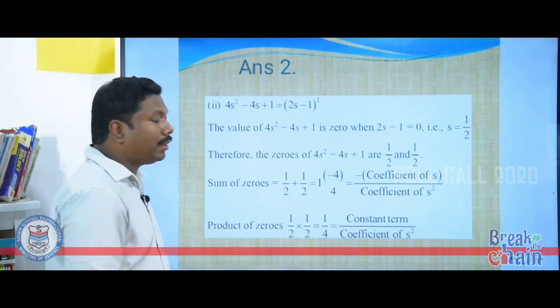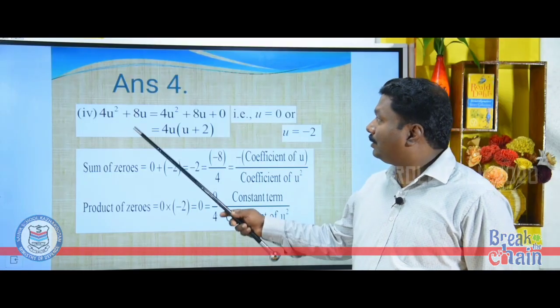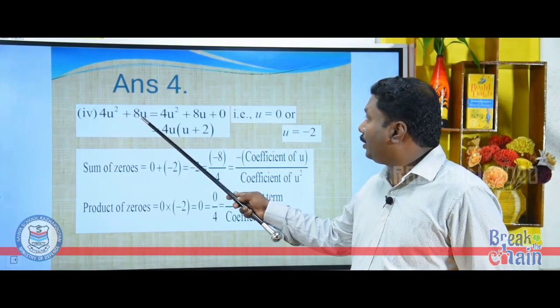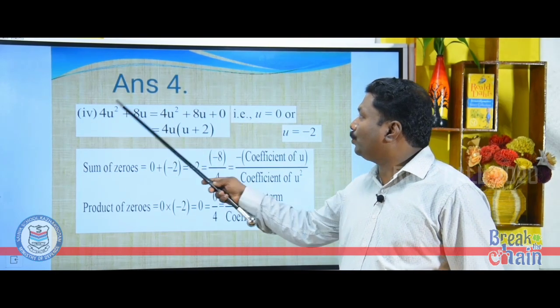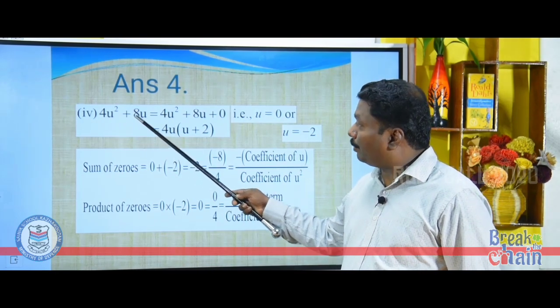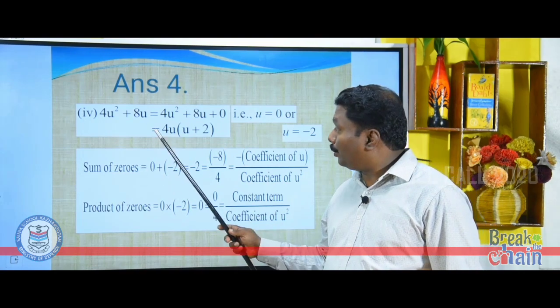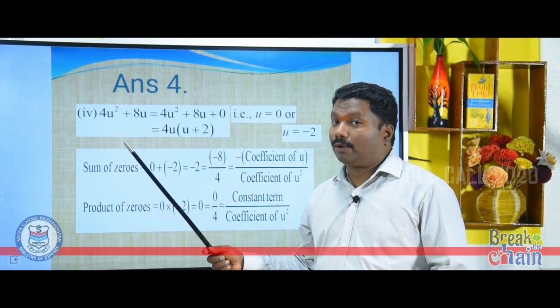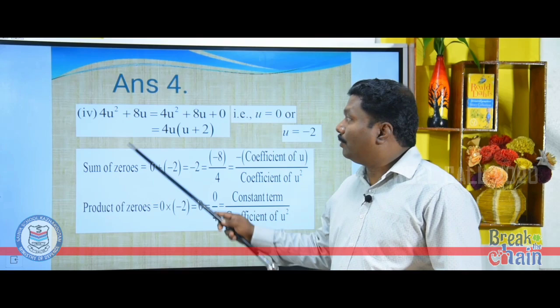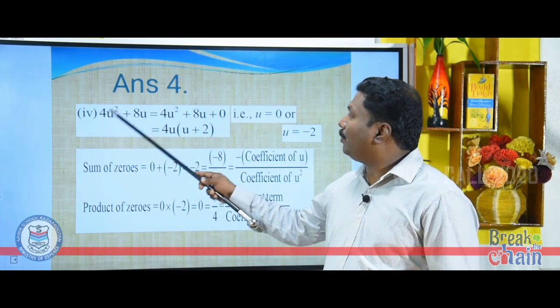So, constant term by coefficient of x square. The next question is 4u square plus 8u. The quadratic polynomial in u, only two terms are there. Here constant term is missing, no problem. 4u square plus 8u, how can we factorize?